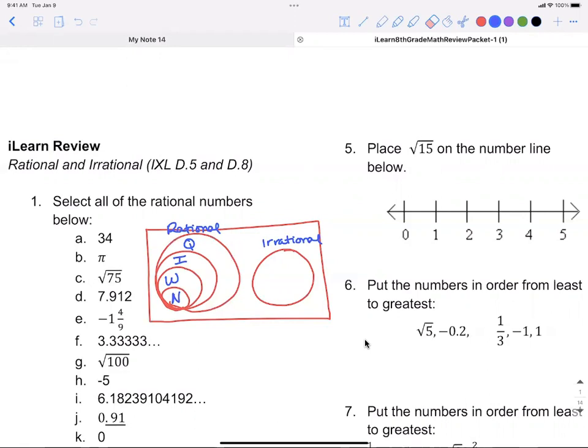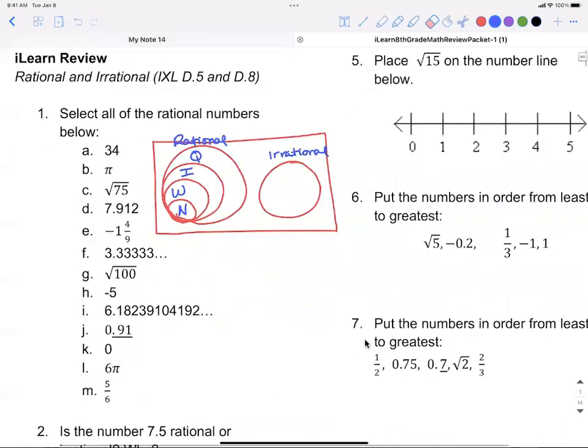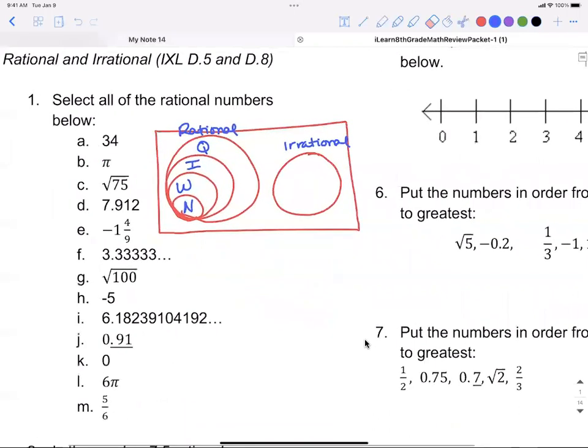Okay. All right. So for number 1, it says select all of the rational numbers. Well, before we can select rational, let's do a quick review on what is rational and irrational. On the rational side, we have natural numbers. That's the N. That's just 1, 2, 3, 4 all the way up. And then whole numbers adds the 0. So 0, 1, 2, 3, 4 all the way up. Integers adds the negatives and the positive whole numbers. So -1, +1 in both directions.